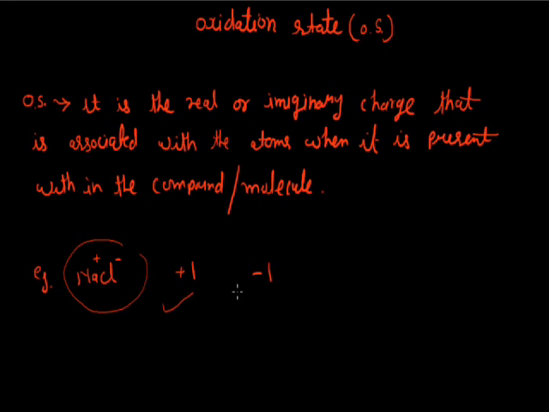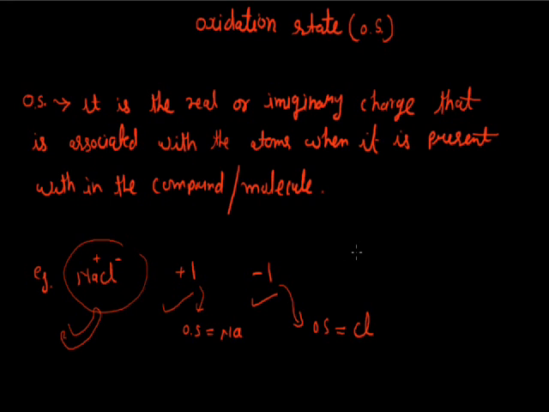These are two real charges, and these two real charges are called the oxidation state. Here is the +1 OS for the sodium and -1 OS for the Cl. So we can see that if we take an example of an ionic compound, then the charge becomes real, and these real charges are called the OS of that atom.